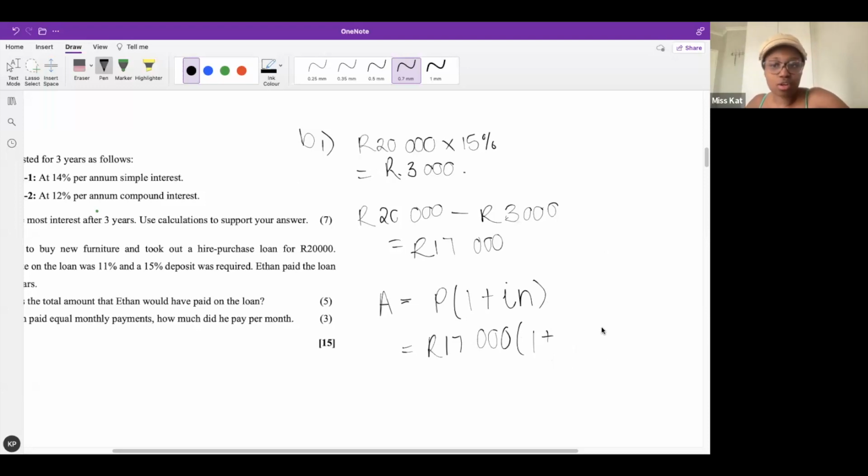So it's going to be 1 plus my interest rate for the loan. What's my interest rate for the loan? 0.11 over how many years? 3 years. Okay, how much is this? Let's all take out our calculators. I'm going to use my phone.